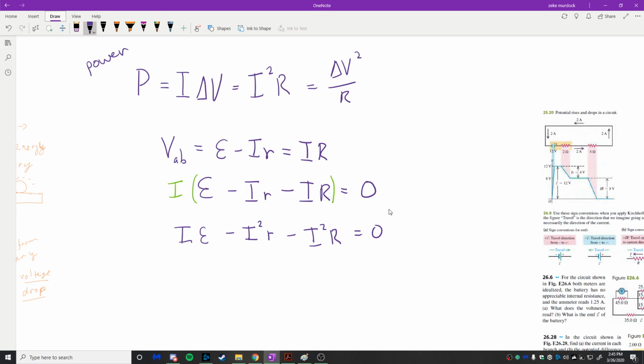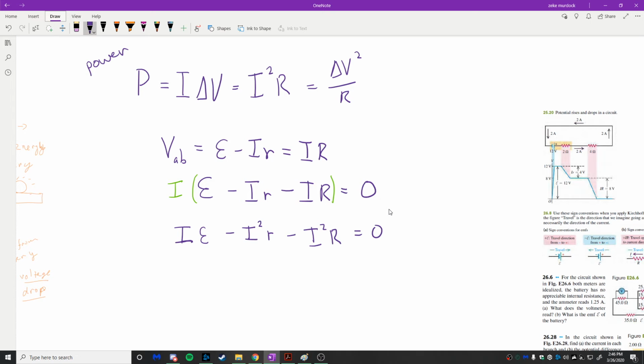You should be able to see that each one of these represents a power. EMF is a type of voltage, right? So each one of these is going to represent a type of power, right? One is positive, and these two are negative, right? So it's like the power being produced here is being used up by these two pieces, yeah?